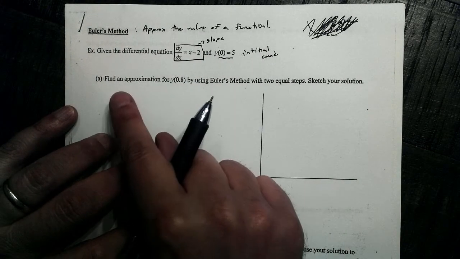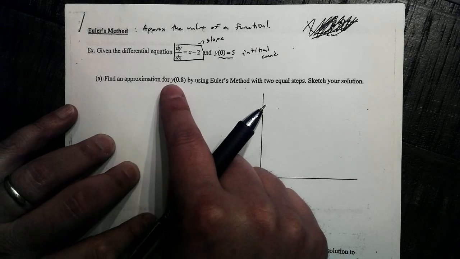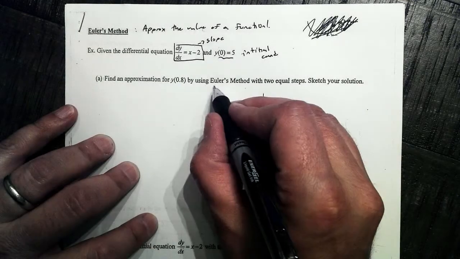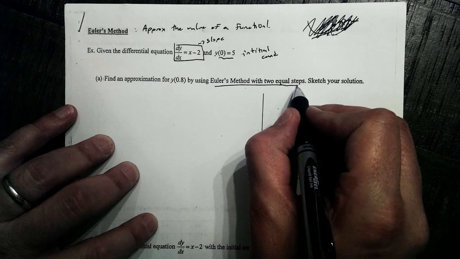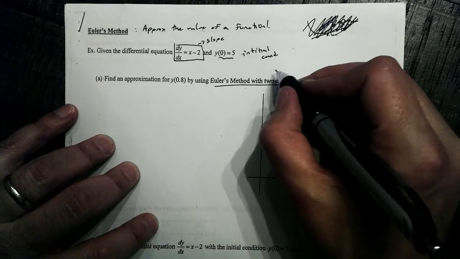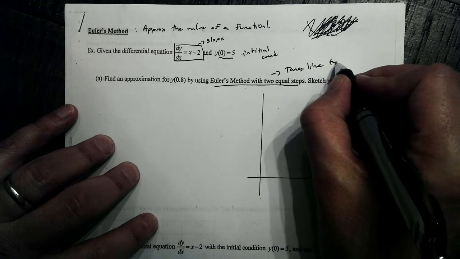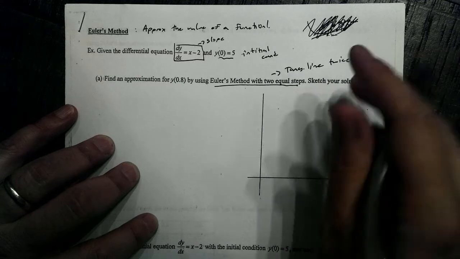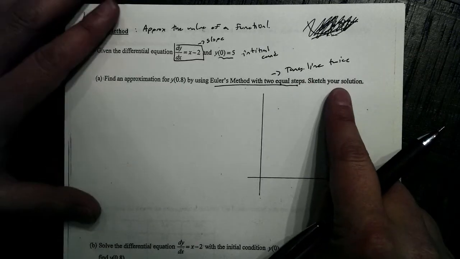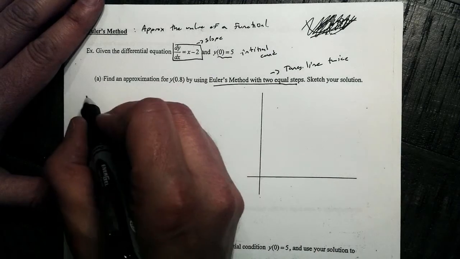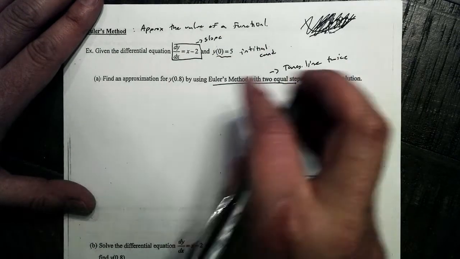So we want to approximate the value of the function y at 0.8 using Euler's method with two equal steps. What this is saying is that we are going to use the tangent line twice. And then we're going to sketch our solution. So let's see here. I want to use a tangent line. So we're going to do this in two steps.